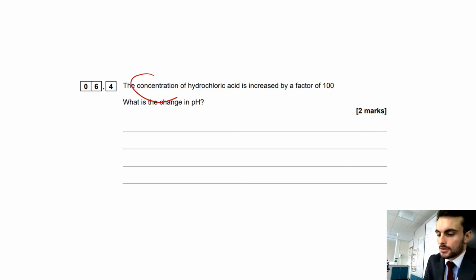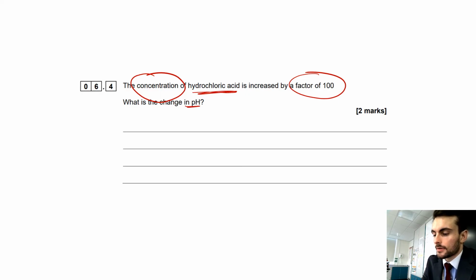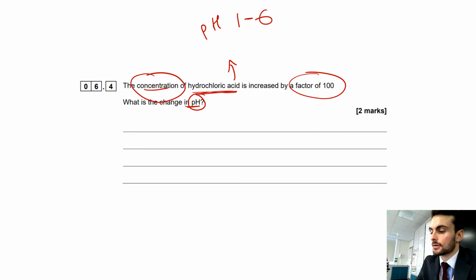The concentration of hydrochloric acid is increased by a factor of 100. What is the change in pH? So the first thing I'm thinking is we're talking about acids, and it says pH. What is the pH of an acid? pH of an acid can be 1 to 6. That red to yellow range, because obviously 7 is neutral. What happens to the pH if we increase the concentration by a factor of 100, which is just a fancy way of saying making it 100 times more concentrated?